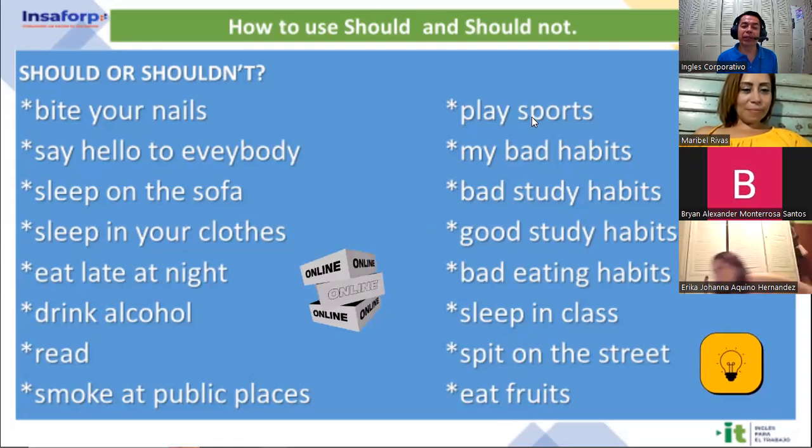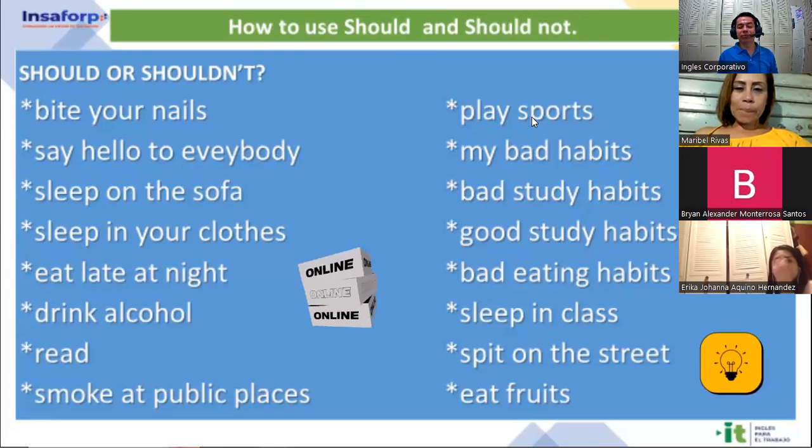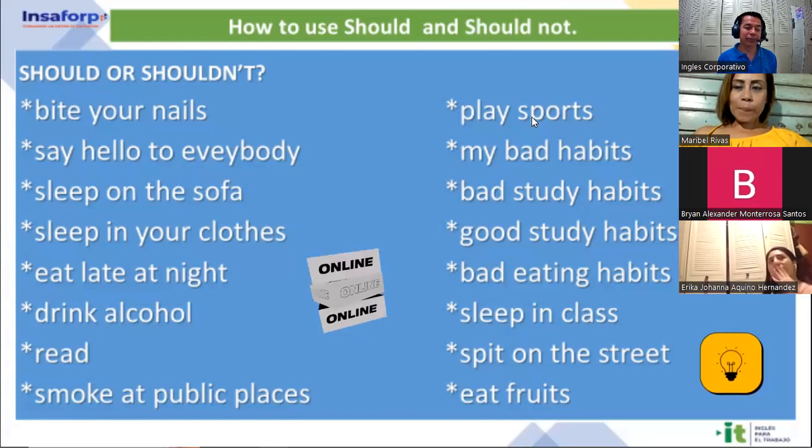You know, smoke at public places. Play sports. My bad habits. ¿Qué hábitos malos tienen ustedes? Vamos a ver. Yo a veces tengo una maña que me toco la nariz, no sé por qué. Ok, o tenemos, no sé, que se van a dormir tarde o ven mucha tele o están con su celular y están viendo la tele a la vez. O se llevan el celular al baño, ok, etcétera, etcétera.